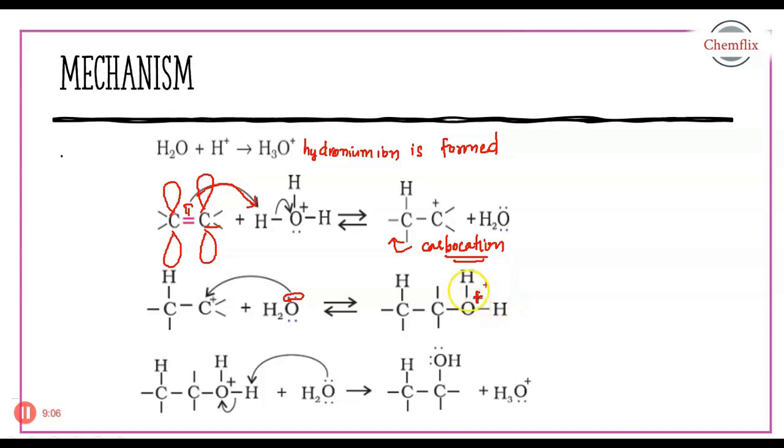And in order to remove this electron deficiency, what happens here is another molecule of H2O attracts this hydrogen atom towards itself. Thereby, this electron pair is given to this oxygen atom. Thereby, an alcohol is formed here.